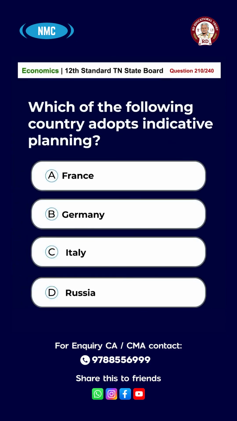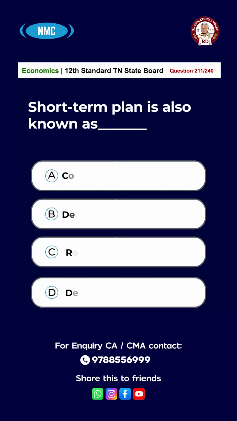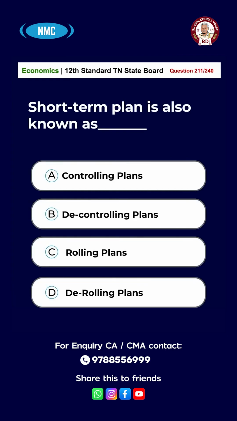Question number 210. Which of the following countries adopts indicative planning? The options are A. France. B. Germany. C. Italy. D. Russia. And the answer is option A. France.